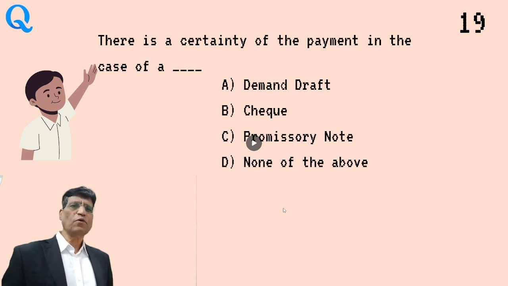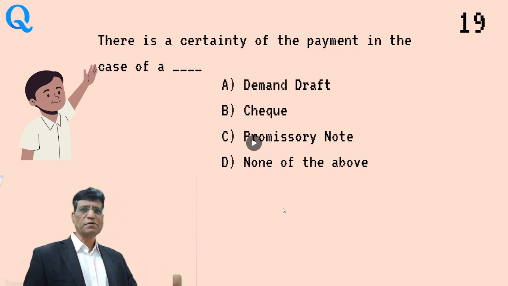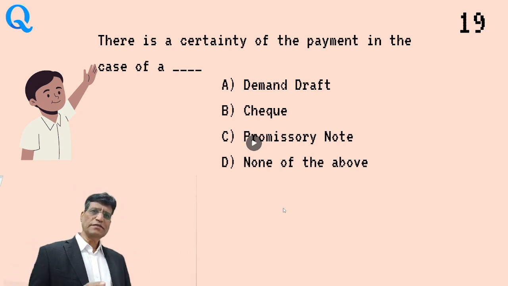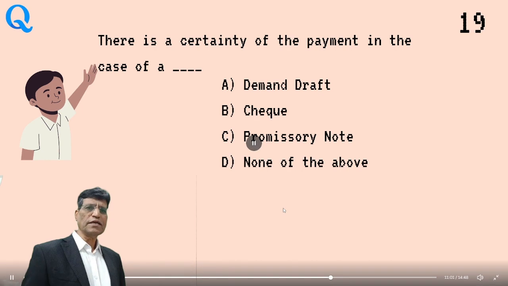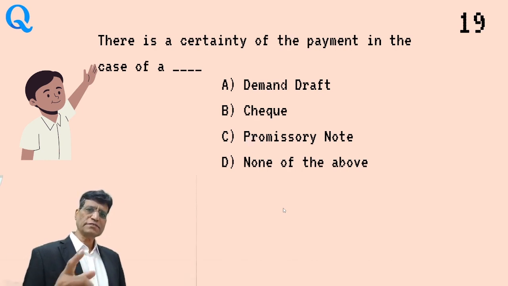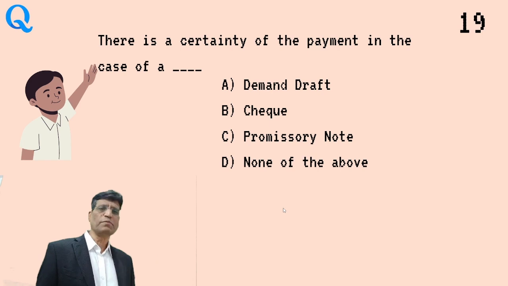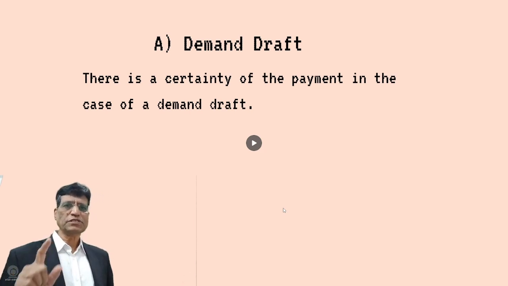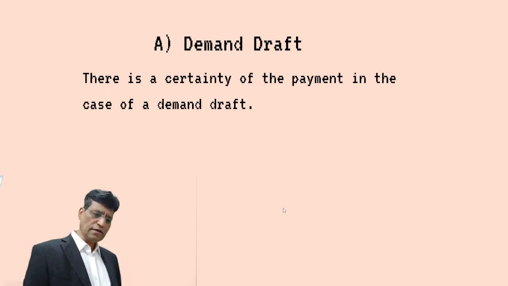Certainty of payment: surety is a guarantee that payment of this instrument will be made. Whether it's demand draft, check, promissory note, or none. Here payment has already gone to the bank and an instrument has been issued in favor of some third party. That kind of assurance is given by the bank. A check and a promissory note are issued by an individual. There is certainty of payment in the case of a demand draft because it is issued by the bank and the amount is already deposited with the bank.